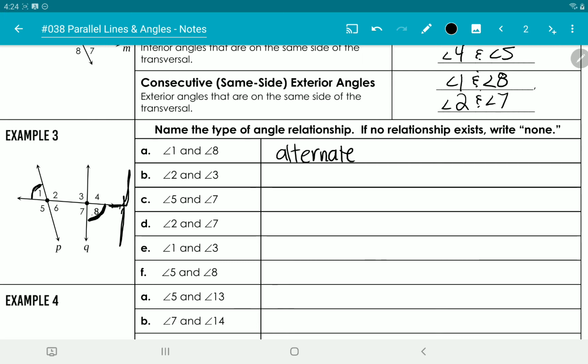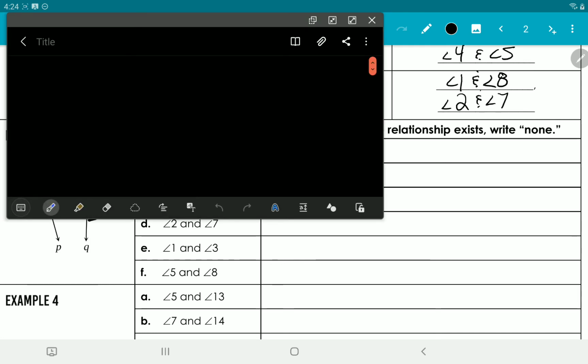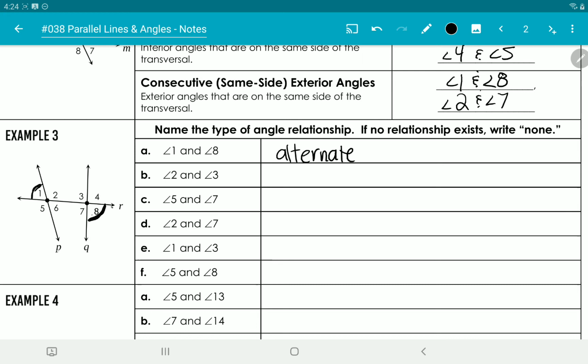So they're going to be alternate. Now, are they on the inside or the outside of these two lines? You can see this would be the inside, okay? They're on the outside, so they're exterior. Okay, that's all you have to do.